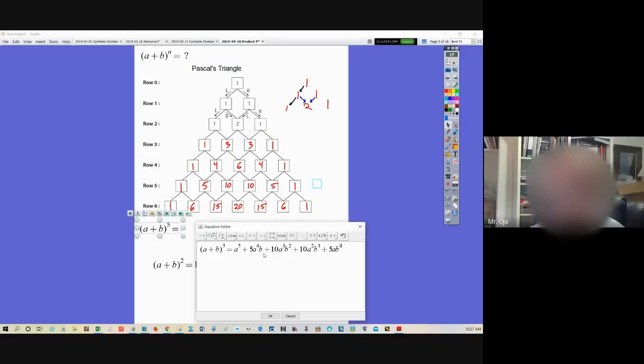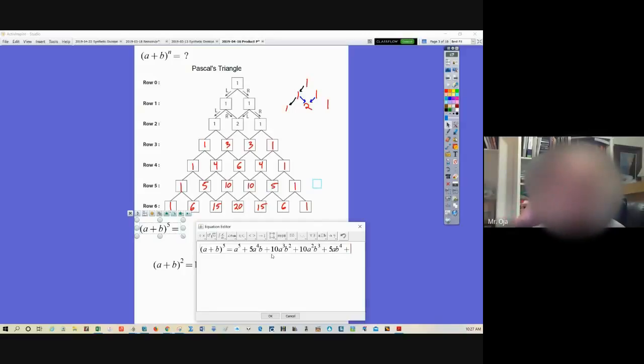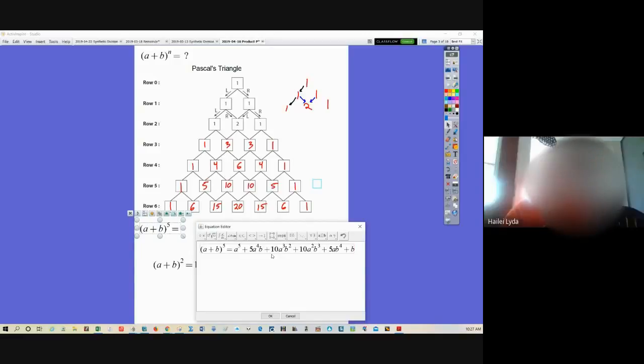Yep. Okay, and then finally the last term is plus, what's the coefficient? 1, so I wouldn't write it. Times a to the 1st, no, a to the 0 now, so it's gone. And then b to what power? The 5th. To the 5th, there you go.